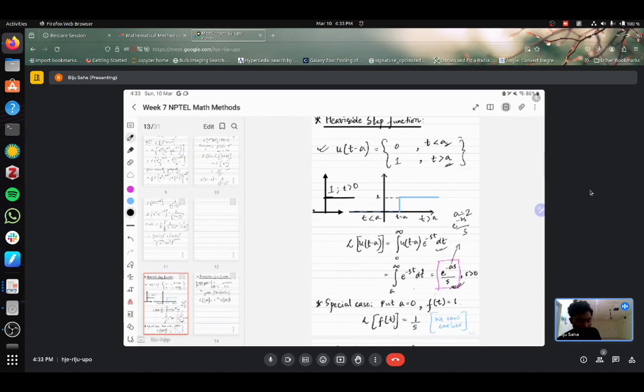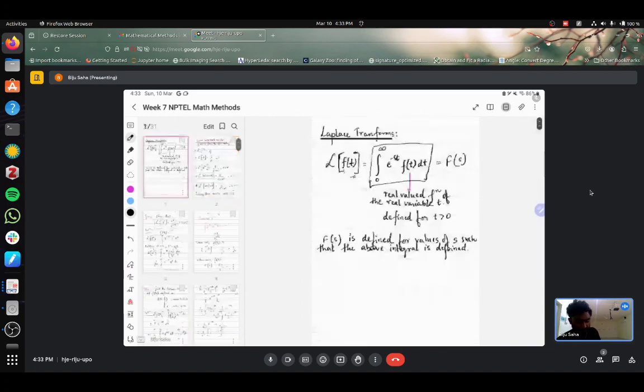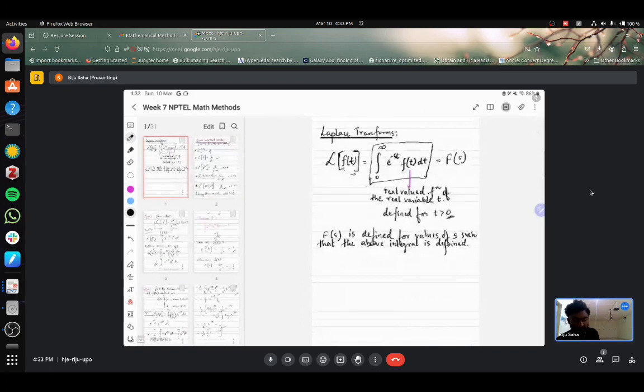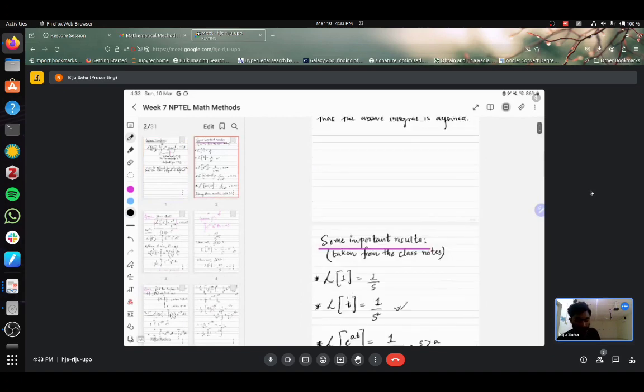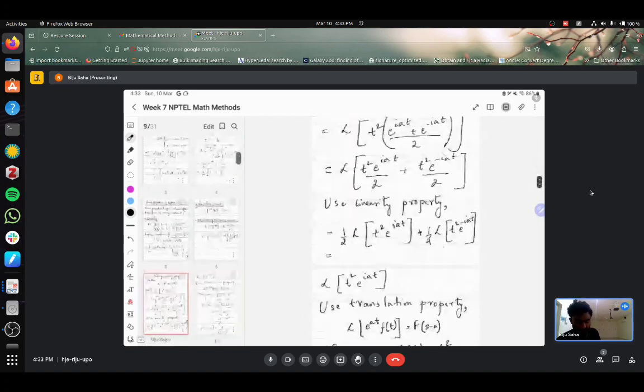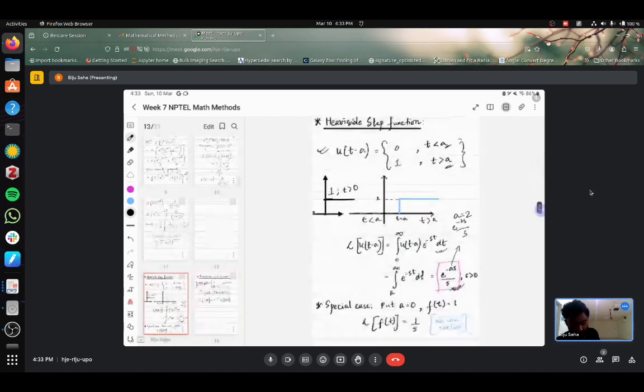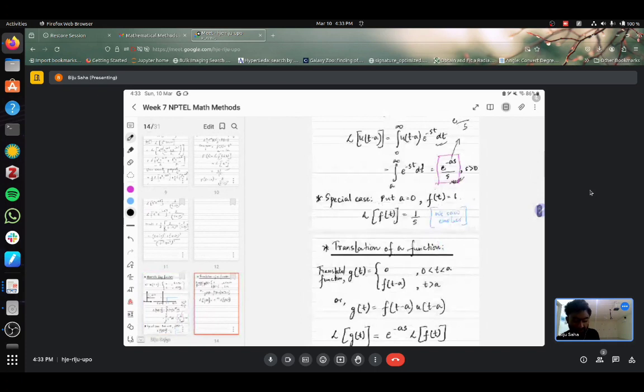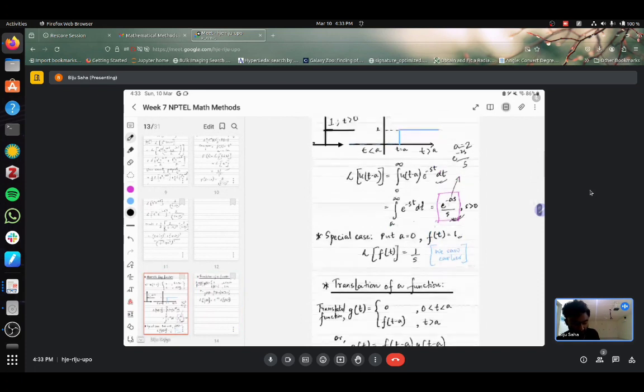Remember our definition of the Laplace transform was defined such that the value of t always has to be greater than 0. That is, negative values of t are not allowed anywhere. So essentially this particular special case of the step function is nothing but a constant function. We saw earlier that the Laplace transform of a constant function is 1 by s. So that result is recovered from this also. If you put a equal to 0, you get 1 by s. This we saw earlier.